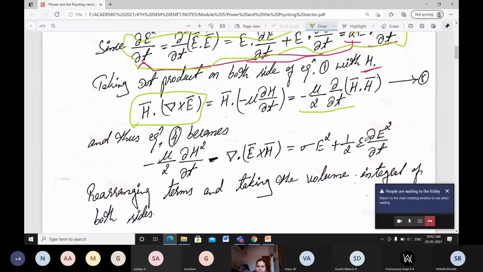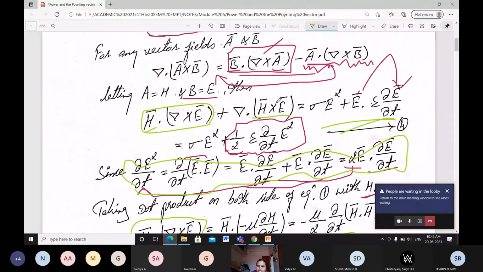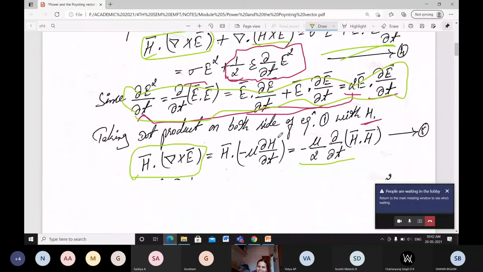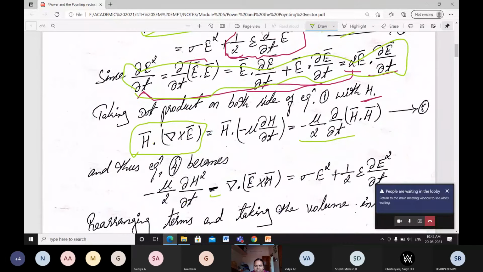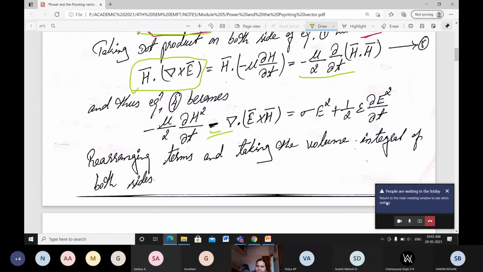Why is its sign changed? Observe here, instead of H cross E, here it is written as E cross H. When the cross product order changes, the sign will change. This is a basic property, based on that it is written here. That's it. Then rearranging terms and taking.